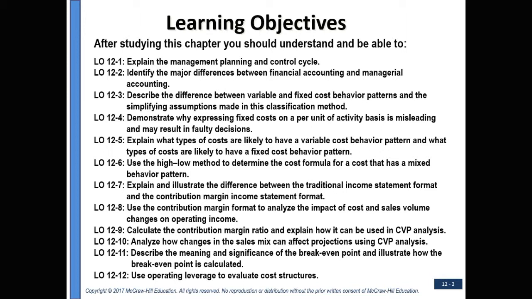Use the contribution margin format to analyze the impact of cost and sales volume changes on operating income. Calculate the contribution margin ratio and explain how it can be used in CVP analysis. Analyze how changes in sales mix can affect projections using a CVP analysis, and describe the meaning and significance of the break-even point and illustrate how the break-even point is calculated, and use operating leverage to evaluate cost structures.